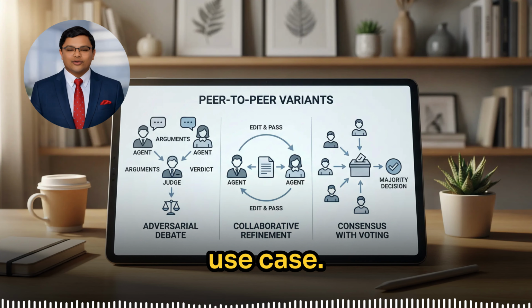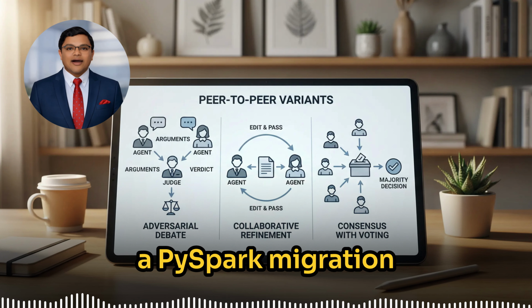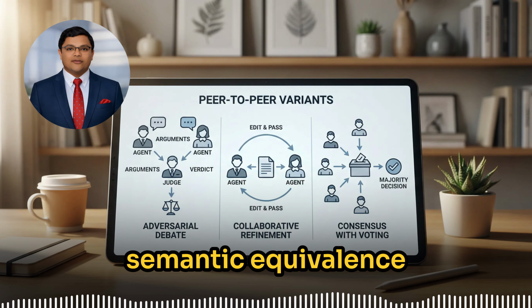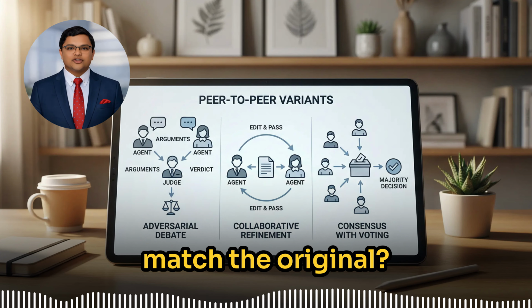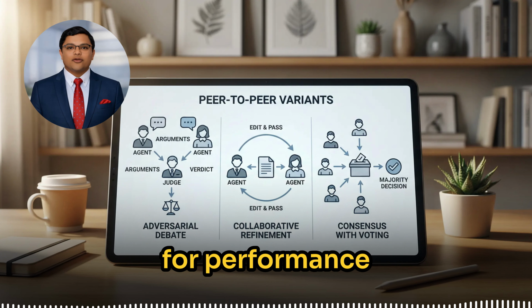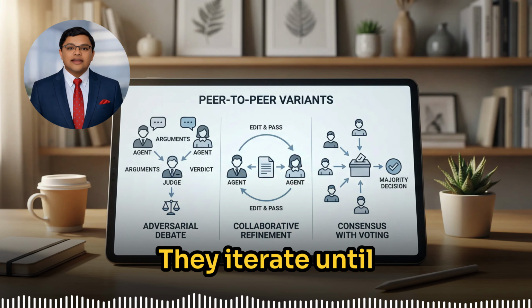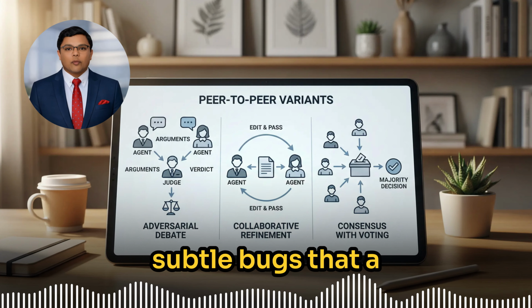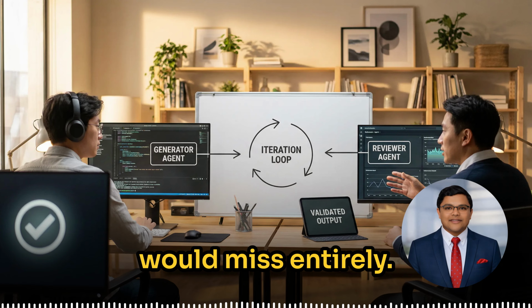Here's a practical use case. Agent 1 generates a PySpark migration of a Hive script. Agent 2 reviews it for semantic equivalence. Does the output match the original? Agent 2 also checks for performance anti-patterns. They iterate until both agree the migration is correct. This catches subtle bugs that a single-pass approach would miss entirely.